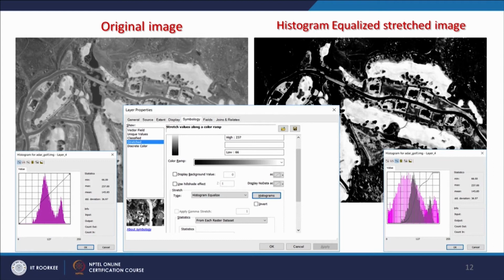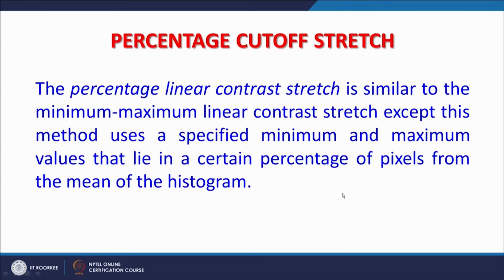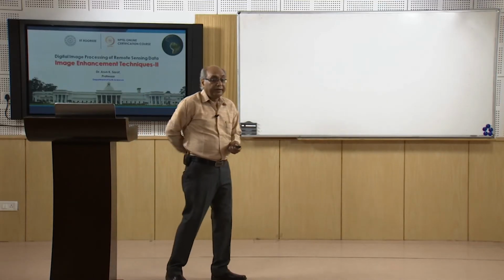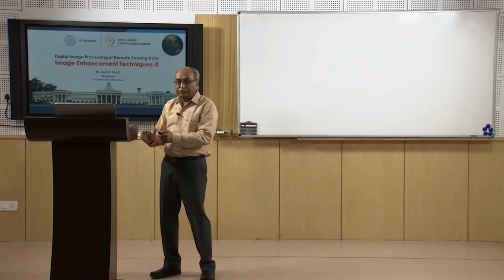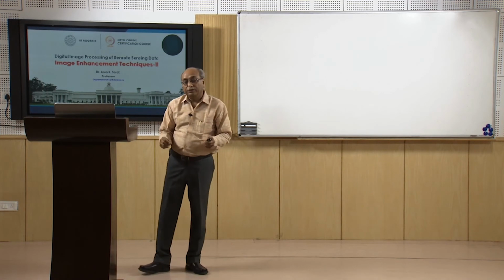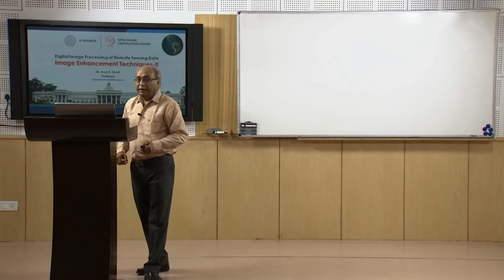Here also the histogram equalized option in ArcGIS has been chosen and the image has been enhanced. There is a percentage cut stretch, where you cut this much data that I don't need on the tail values, and then the values in between are stretched.